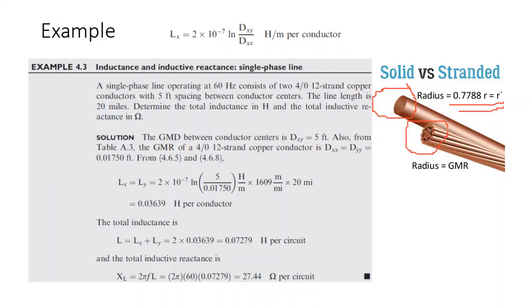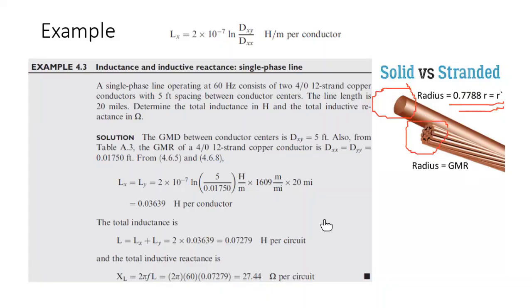So when we calculate, from the identity, we call it r prime. You see now, it's not the full radius. And this is r prime because it's solid. Therefore, if it is a solid conductor, instead of calculating the geometric mean radius, we have only r prime. That's it. 0.7788 times r. But we use the geometric mean radius if we have it stranded like this.